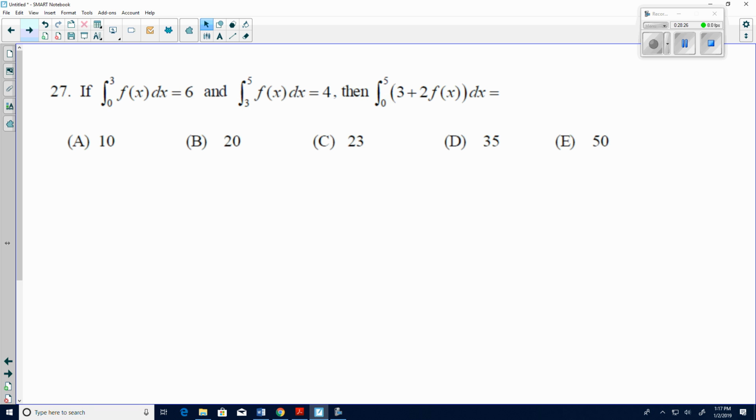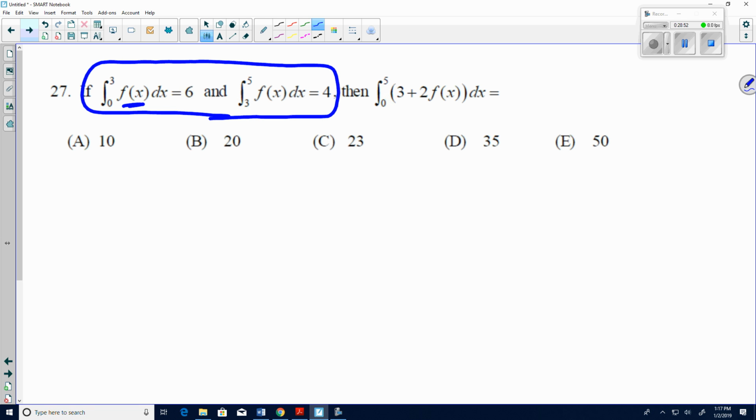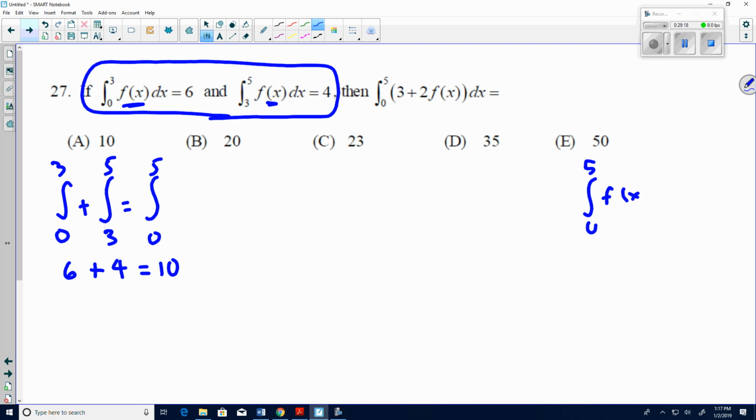Okay, number 27. We have this definite integral from 0 to 3 of f, that's equal to 6. And we have the definite integral of f from 3 to 5, that's 4. Note, by the by, if I look at these together, ignoring the f for a minute because they're the same, the integral from 0 to 3 plus the integral from 3 to 5 is the same as the integral from 0 to 5. And in this case, this is 6 and this is 4, so this would be 10. So the integral from 0 to 5 of f of x dx is 10.